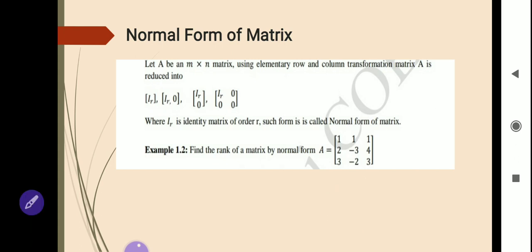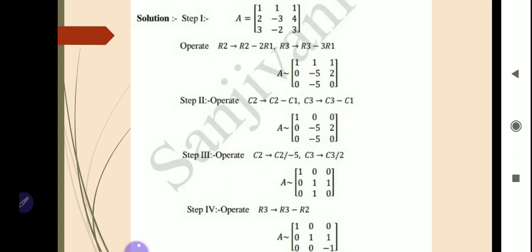So we will see the solution of this problem, and at the same time I will explain. First, the given matrix is as it is: [1 1 1; 2 -3 4; 3 -2 3]. Now our first step is to make the first diagonal element equal to 1. First diagonal element means this 1, we want it to be 1. For making that diagonal element equal to 1, we can use any operation, either row or column operation. Here 1 is already present, so avoid that step.